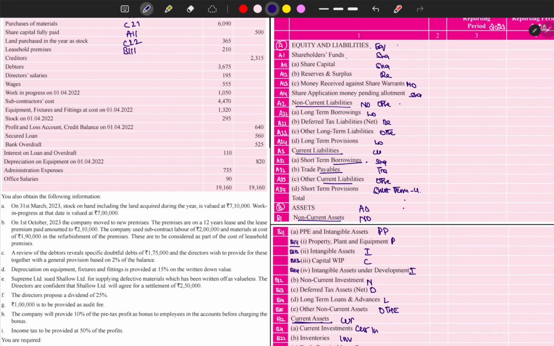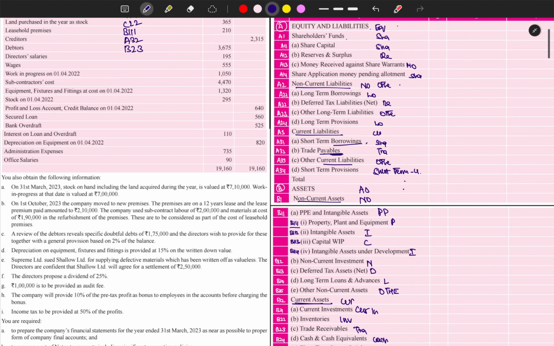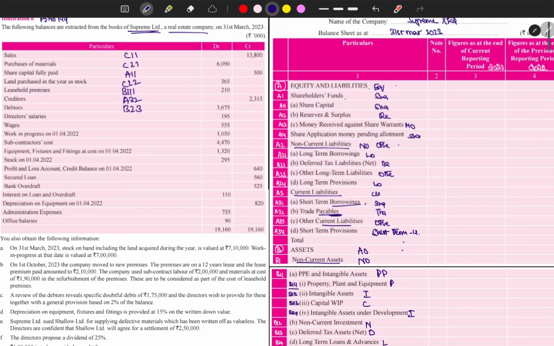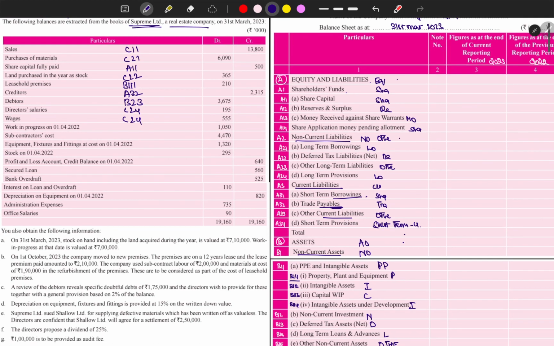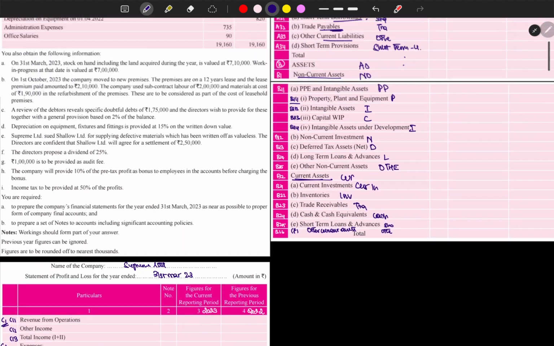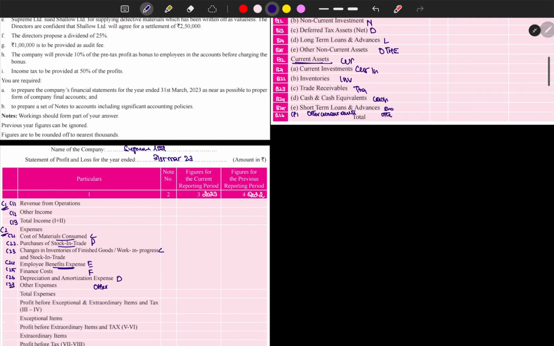Creditors comes under trade payables, right? Trade payables, which is A32. Then debtors is trade receivables. Trade receivable is B23. Director salaries, which is employee benefit expenses. See, employee benefit expenses, which is C24. This is also employee benefit expenses, which is C24. Opening WIP. Opening WIP goes to changes in inventories, which is C23. Subcontractor cost is other expenses, which is C27. See, C27, which is other expenses.